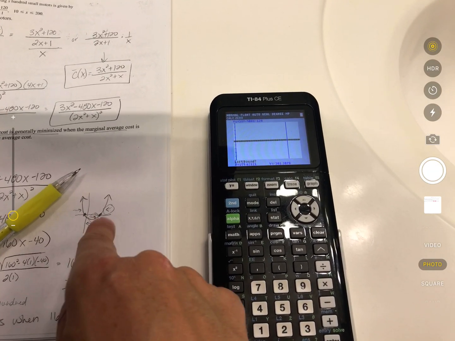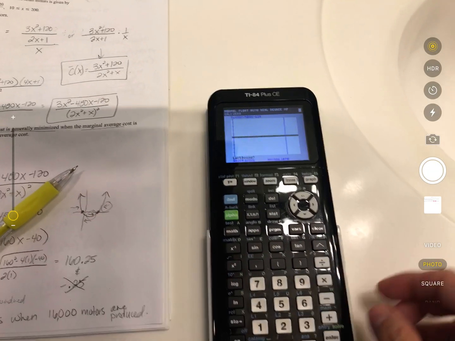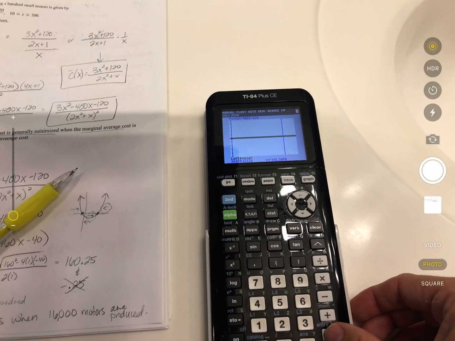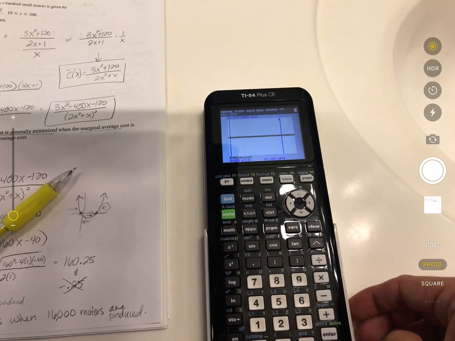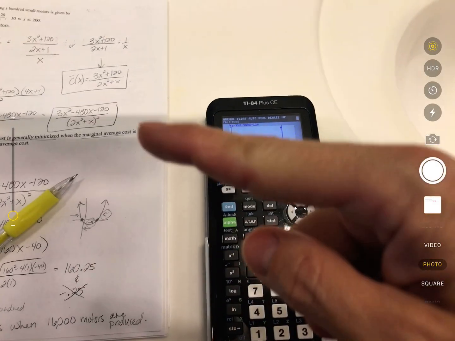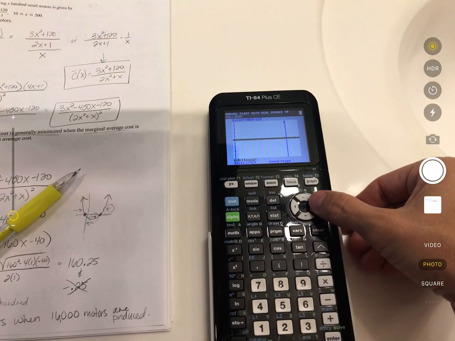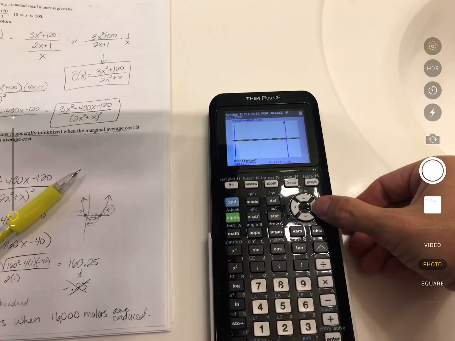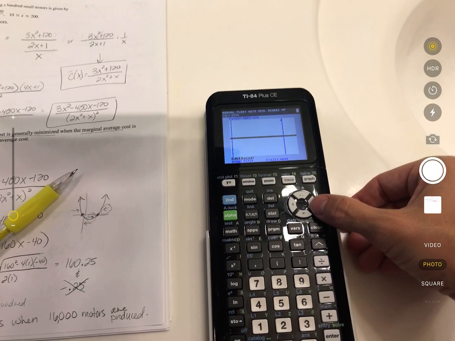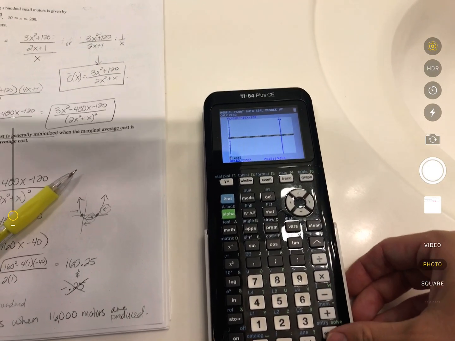So I want to be down here in the negative values. I want to make sure that my y value is negative so that I'm to the left of my 0, below. I'm going to push enter. Then I want to go to the right of it, which is above. So I'm going to move my arrow until I'm above the x-axis, so positive y's. Push enter.